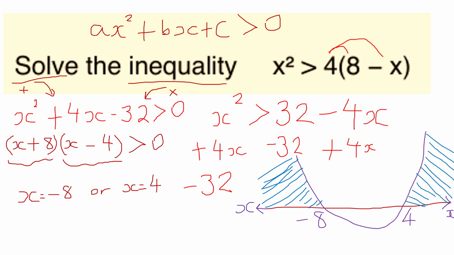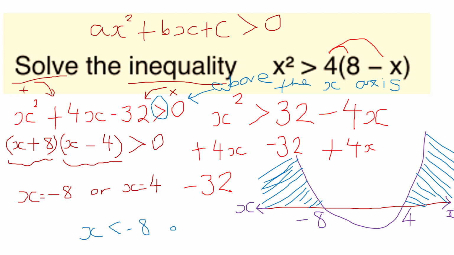So you're happy with that? When it's greater than 0, that is when it's above the x-axis. Less than 0, it'll be below the x-axis. So you're always looking at the x-axis when you're looking at quadratic inequalities. That means that x is less than minus 8 or x is greater than 4.